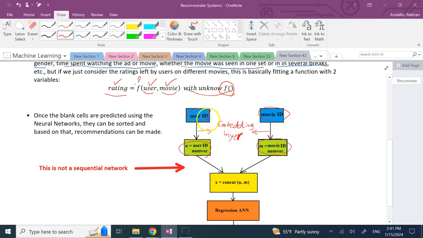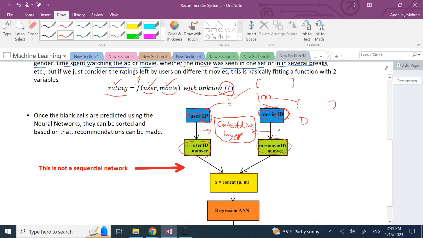But as I said here, instead of the name, I can use a user ID. And instead of the movie name, I can use a movie ID. Okay, so these are already some integers, like this is 6, this is 10 or 100 and so on. So these are already numbers, but I have to first pass them to an embedding layer. So for each one, I have a vector in the d-dimensional space, where d is the dimension that we choose.